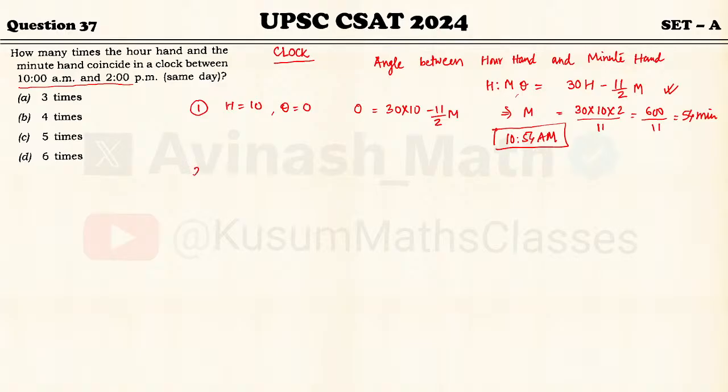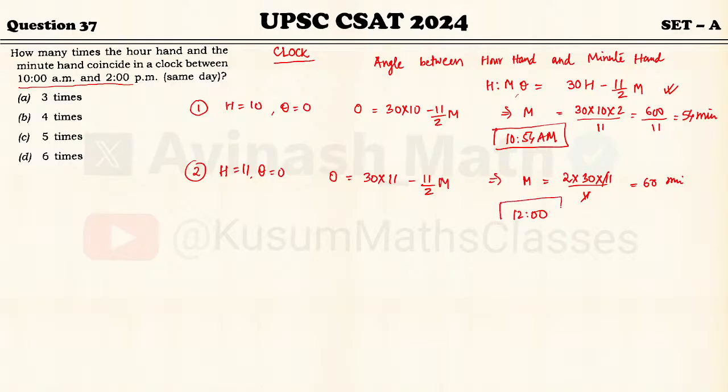Then take h as 11 and theta is 0. This implies 0 is 30 multiplied by 11 minus 11 by 2 m. This implies m is nothing but 2 multiplied by 30 multiplied by 11 divided by 11. It is 60 minutes. Means at 12 they will actually coincide, right?